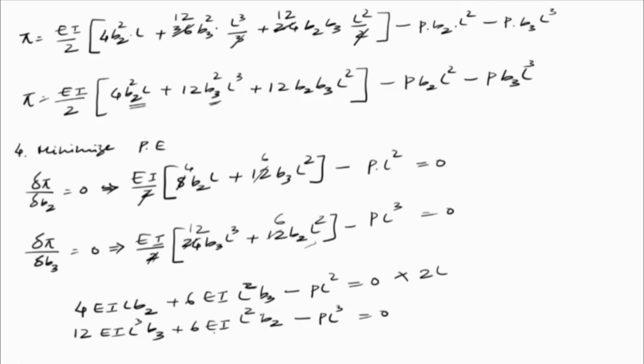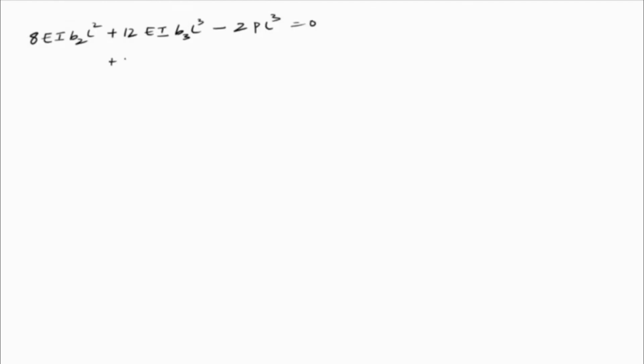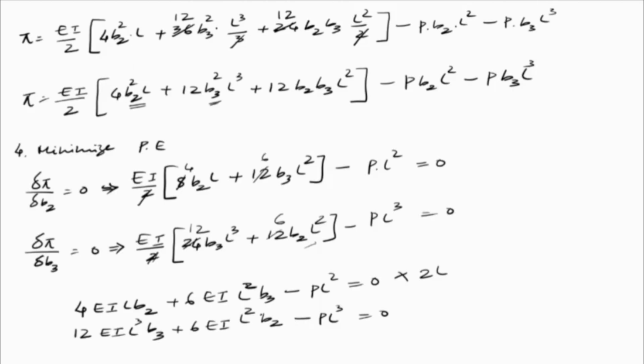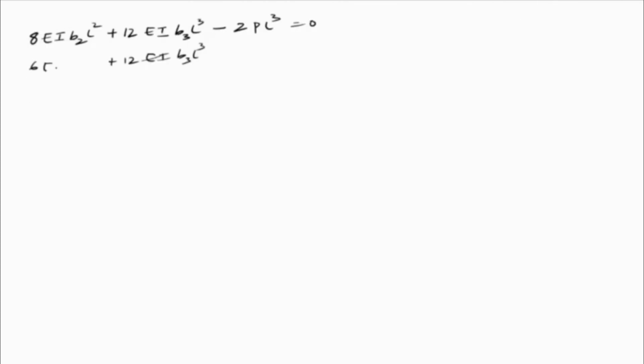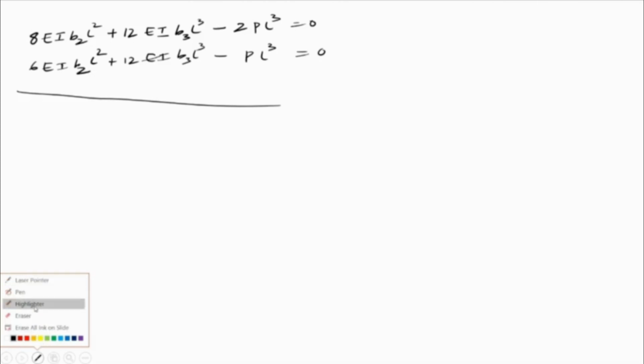Second equation will keep it as it is, but only thing is while writing, I'll rearrange the terms. So this 12 EI L cube b3 I'll take it to the front. So 12 EI b3 L cube. Then second term is 6 EI b2 L square. Then minus P L cube is equal to 0. Now you can solve this equation as a simultaneous equation. Their second term will get cancelled.